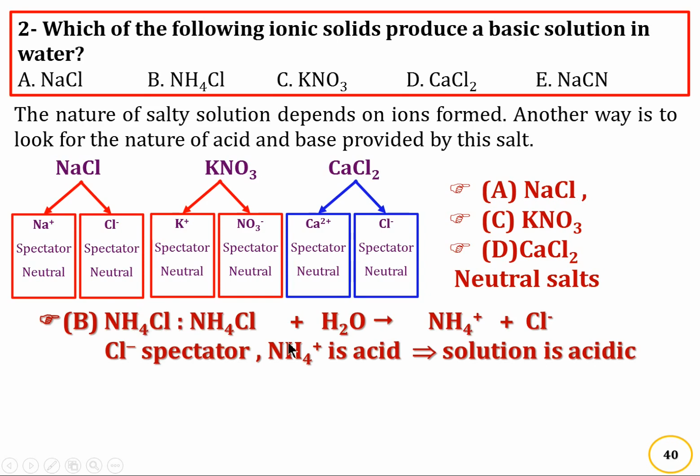NH4Cl, which is a strong electrolyte, dissociates completely to NH4+ and Cl-. Cl- is a spectator. NH4+ reacts with water to give H3O+, so NH4+ is an acid, and therefore the solution is acidic.